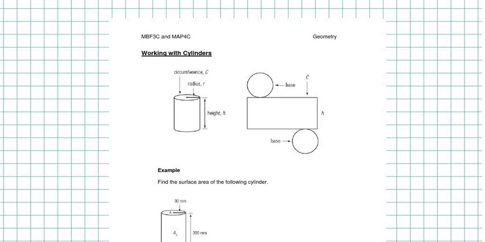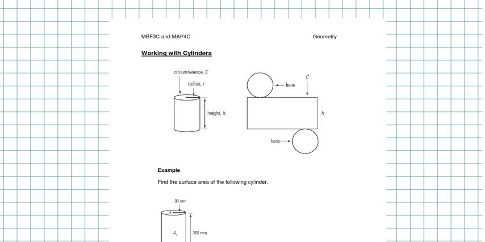Okay, so today we're going to move on to finding the surface area of cylinders. Cylinders, as we talked about yesterday, are made of two circles and a rectangle. If I break a cylinder into nets, I will have two circles that are equal in size and a rectangle.